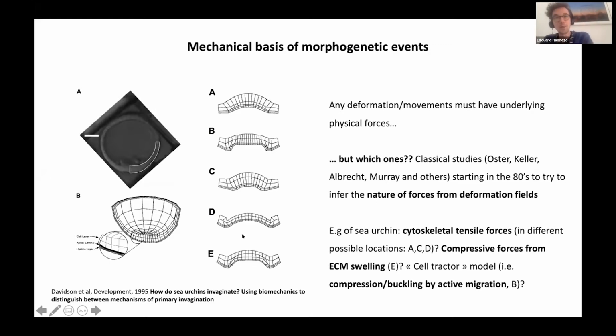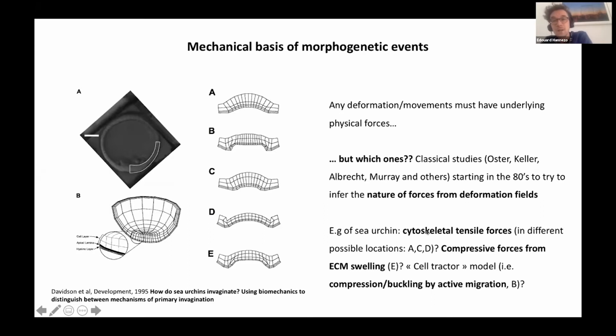And even though all of them give rise qualitatively to an invagination, you can see that if you look in detail at the deformation fields of cells, there actually are a number of subtle differences. And you can really use this to try to explore different models.